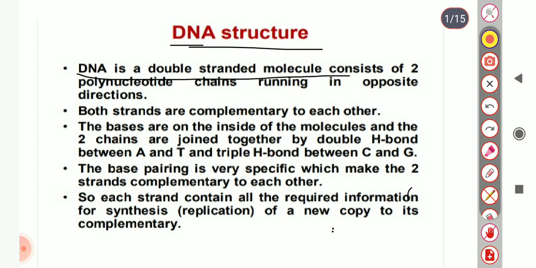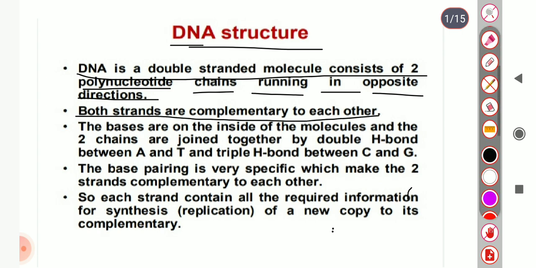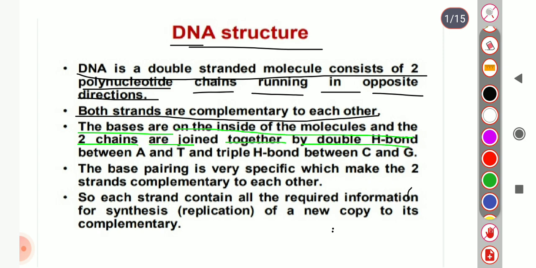DNA is a double-stranded molecule consisting of two polynucleotide chains running in opposite directions, and both strands are complementary to each other. The bases are on the inside of the molecule and the two chains are joined together by double hydrogen bonds between adenine and thymine and triple hydrogen bonds between cytosine and guanine. Means adenine and thymine contain double hydrogen bonds, whereas triple hydrogen bonds are present between cytosine and guanine.